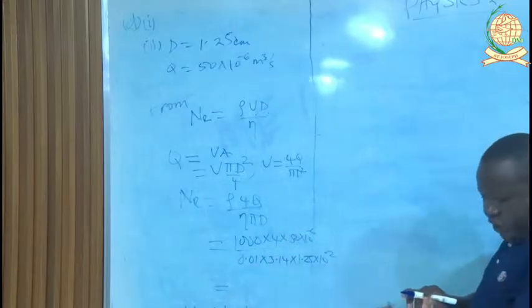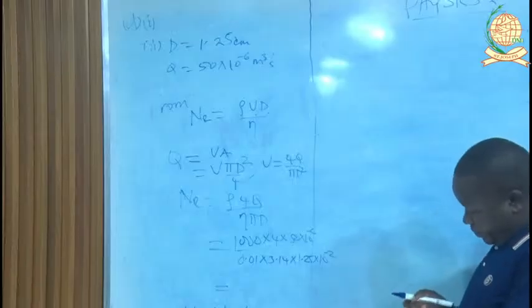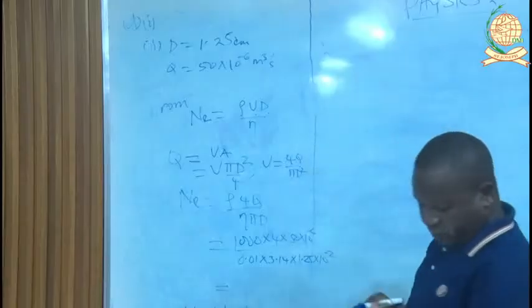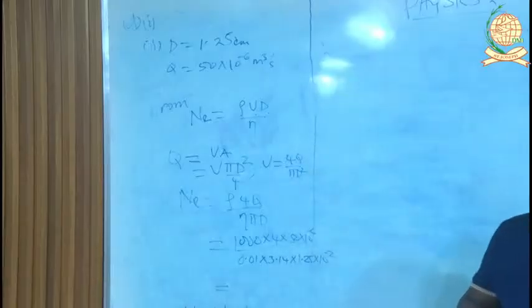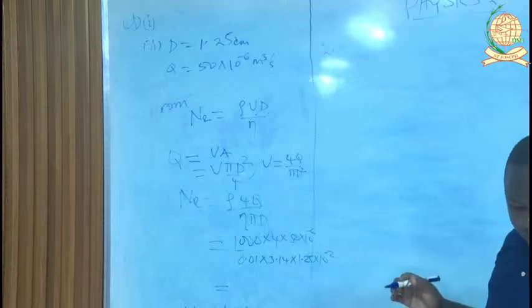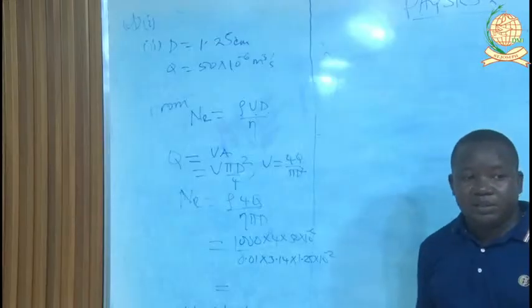We move to question number 2. Two part A, Roman 1. What is the difference between interference and diffraction?